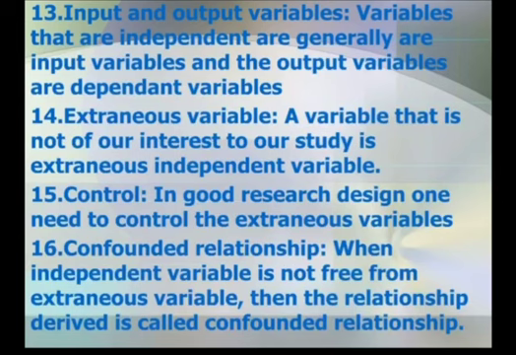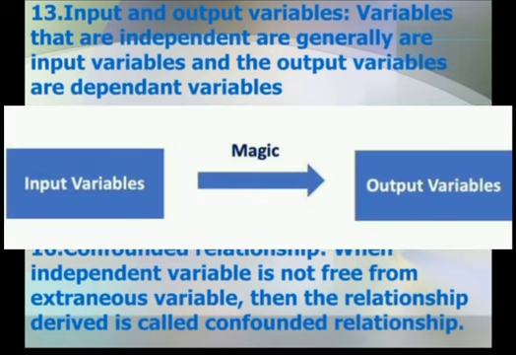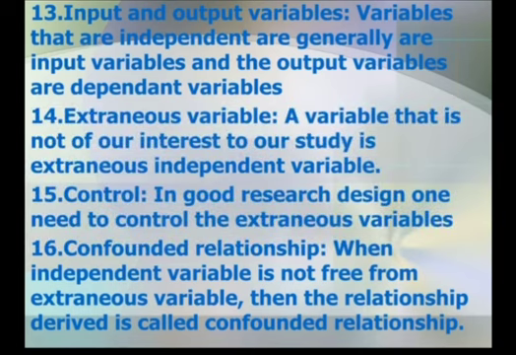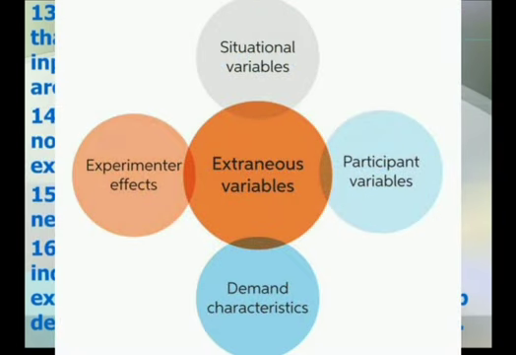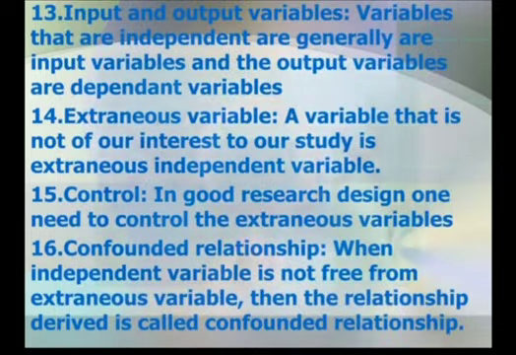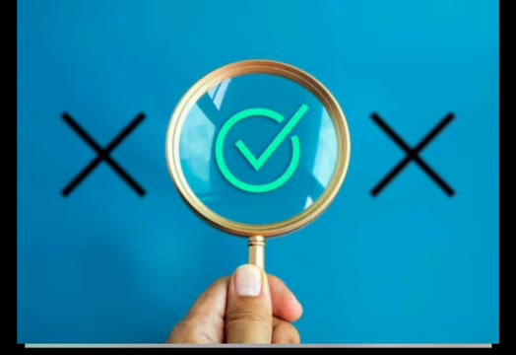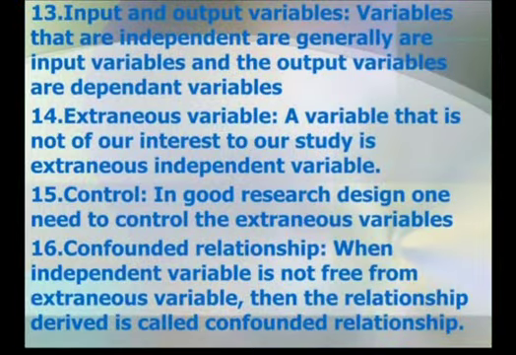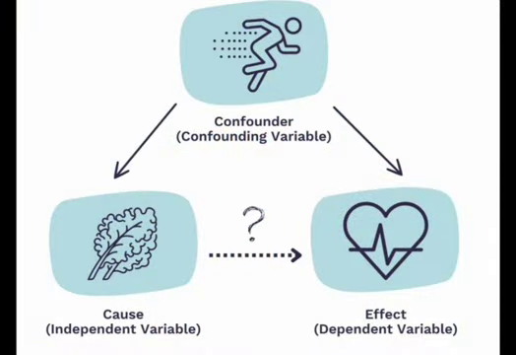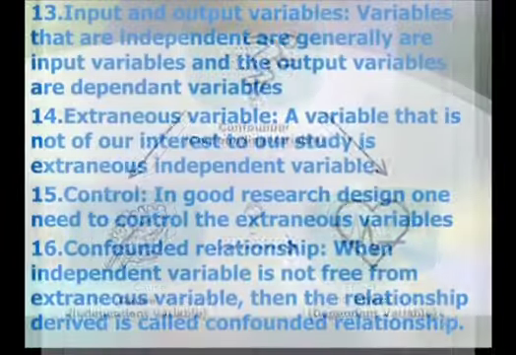This slide explains 4 important concepts in detail. Input variables are generally independent variables, while output variables are dependent variables. Extraneous variables are factors that are not part of the study but may influence the results. Control means reducing or managing the effect of these unwanted variables. If independent variables are affected by extraneous variables, the relationship becomes confounded, meaning the results may not be accurate.